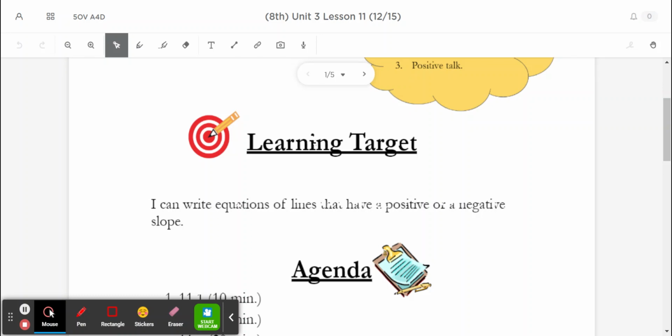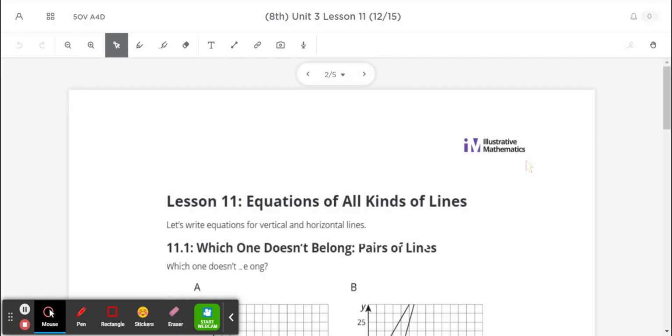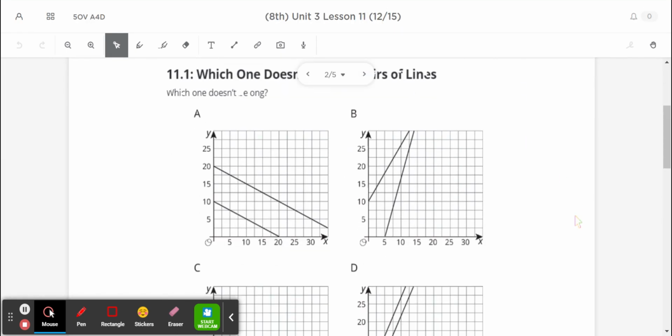This video covers everything we did in math today on Wednesday, December 15th in 8th grade honors. Today's learning target is I can write equations of lines that have a positive or negative slope. Make sure you have ClassKick open so you can follow along.